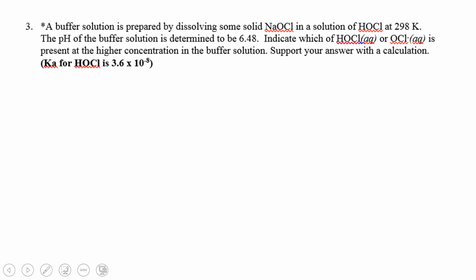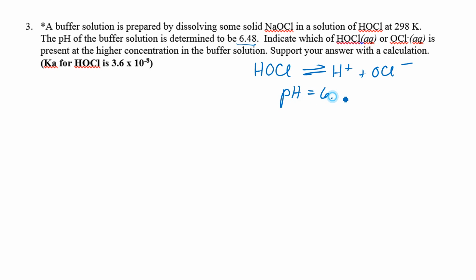Okay, so next page. A buffer solution is prepared by dissolving some solid sodium hypochlorite into a solution of hypochlorous acid. So you want to think about this reaction here between the hypochlorite ion and hypochlorous acid. The pH of the buffer solution is determined to be 6.48. So what do I know? I know the pH is 6.48. Indicate which is greater, HOCl or OCl minus in the buffer solution.